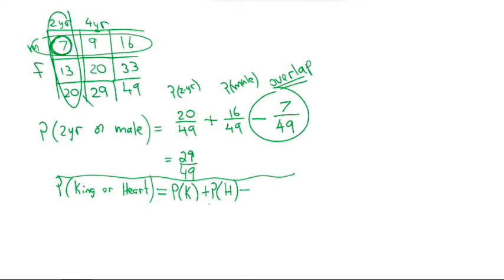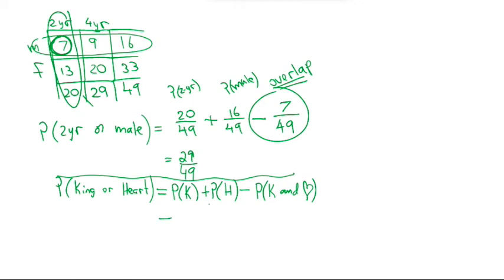So you're going to take away the probability of king. What word would go in between, I wonder? And. Heart. I want to get rid of the king of hearts because it's a king and it's a heart, and I don't want to count it in both locations.